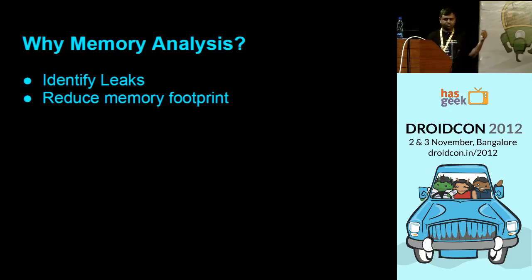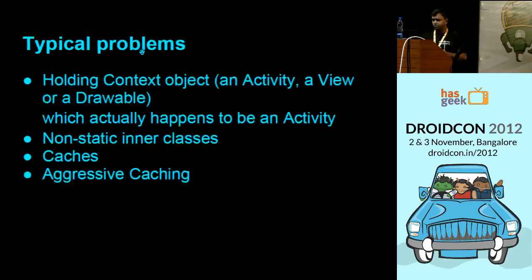We'll see some examples of how that may happen, and we'll try to see how to identify those through MAT. Some of the typical problems, especially with respect to Android programming, are holding a context object. A context object is something that you need for a lot of Android API calls. I've seen quite a few people passing around and holding references to that.